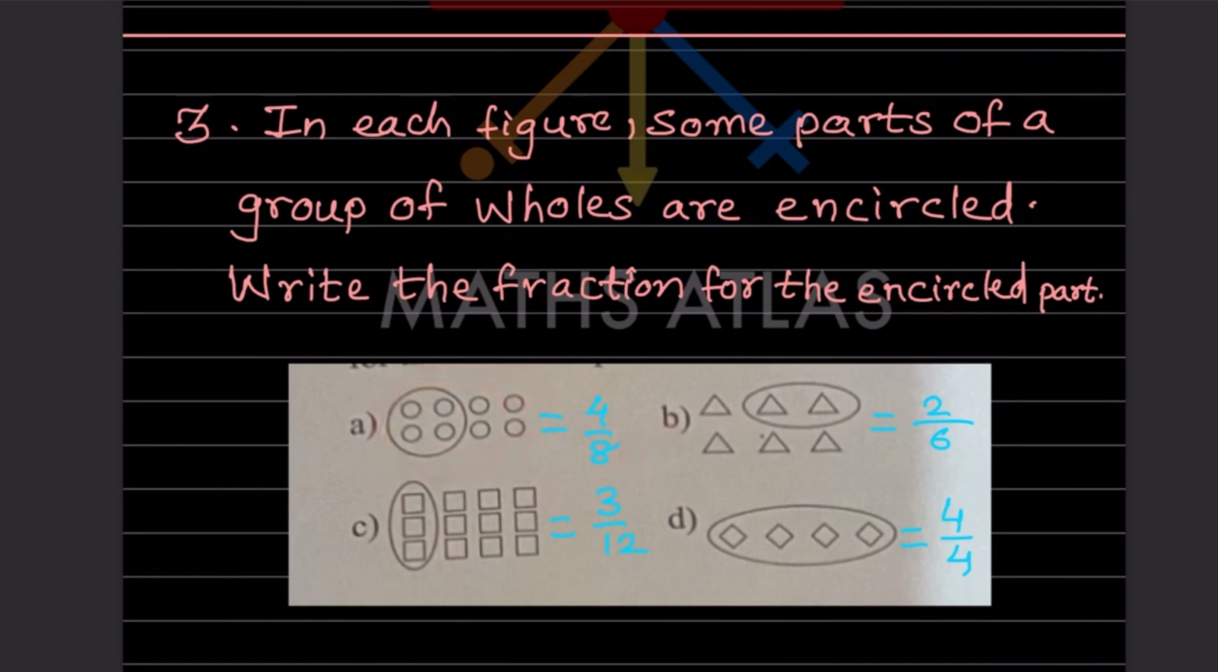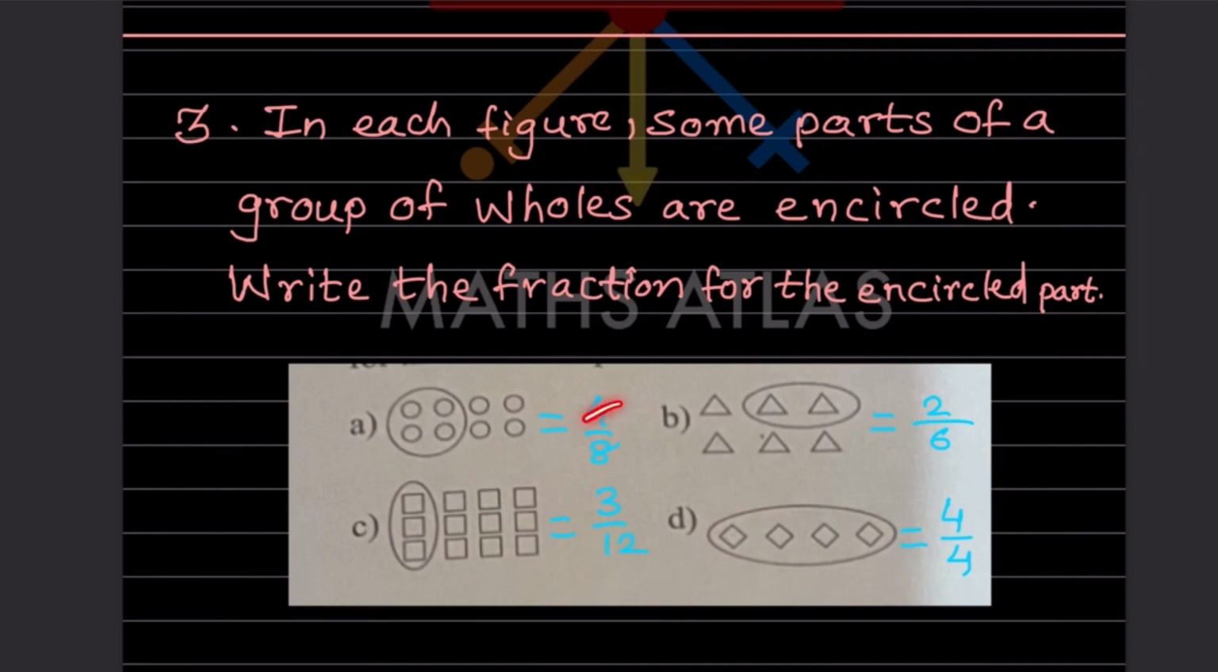Now look at here. This is 2. So 2 will go in the numerator. How many are total? Out of 6. Now here, see here. These are 3. Total are how many? 1, 2, 3, 4, 5, 6. That is, total is 12. These are how many? 4. Total are 4. So hope you got it.